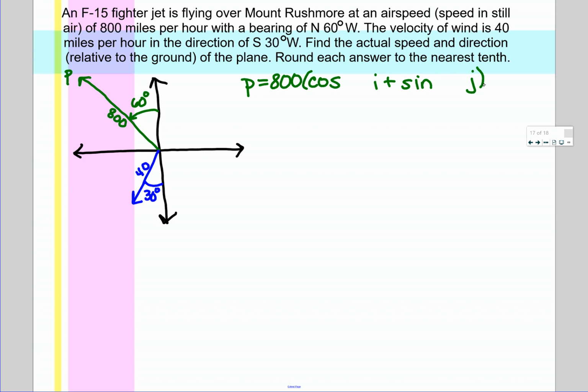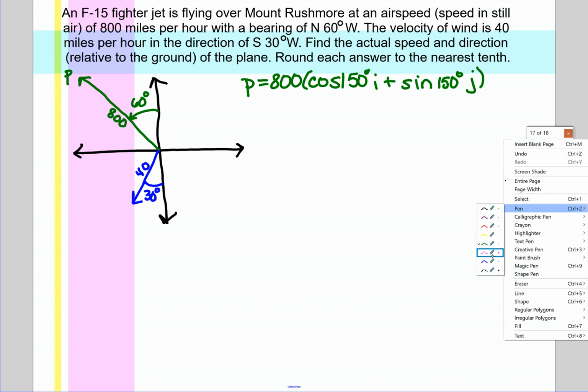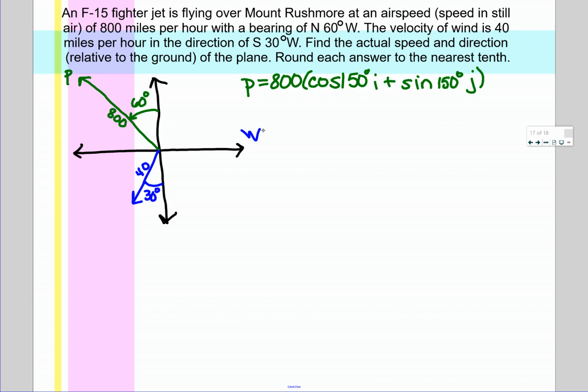150. Does everybody see that? Okay, 90 plus another 60 to get to vector P. All right, let's do the same thing for W. Set it up. W is 40 in length. And again, be careful with the angle. How much do I have to rotate?